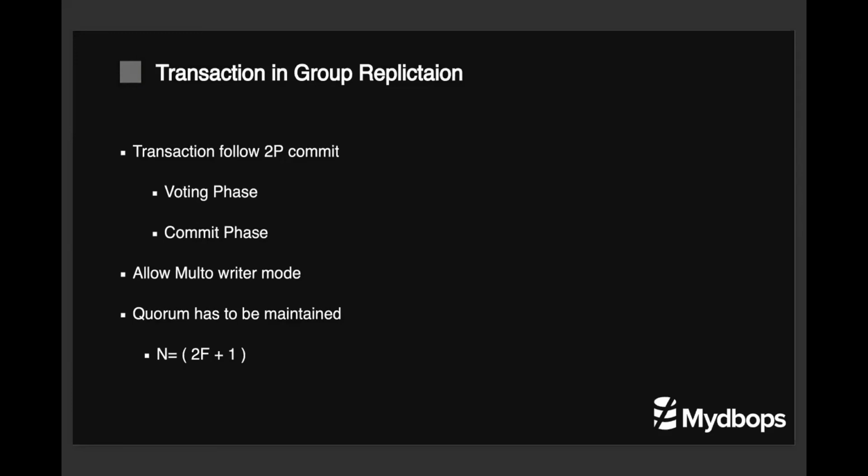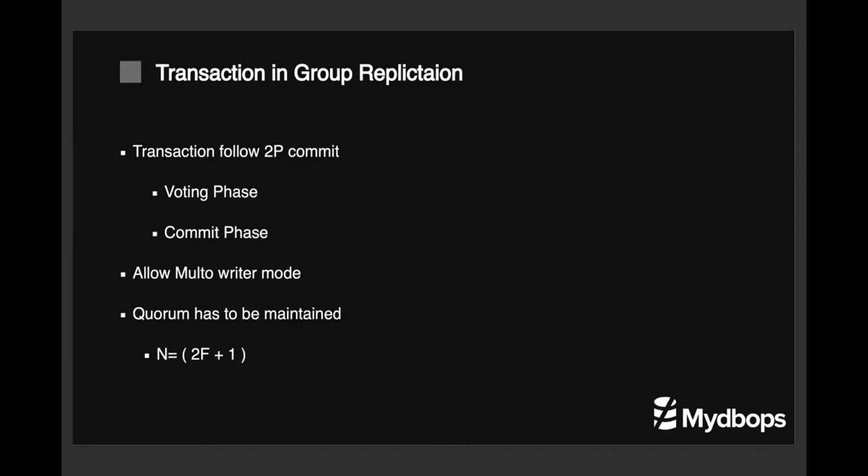Okay, yeah. So of course it allows the multi-writer mode. Sorry for the typo. And even the quorum has to be maintained throughout for a transaction. So here, what is the quorum? This is a very generic, very basic formula: how you define the number of nodes. Sometimes people ask questions like, hey Karthik, I have a 4 node cluster. Does it mean that I can lose more nodes? No. So that's where the question comes.